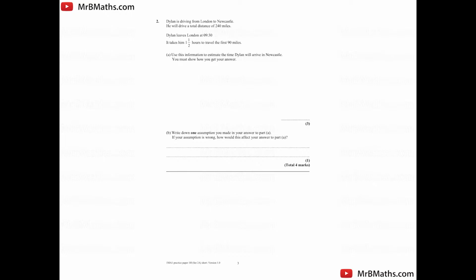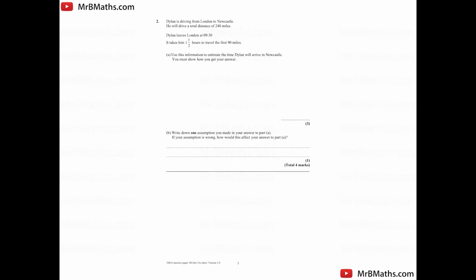Okay, so on to question 2. Dylan is driving from London to Newcastle. He will drive a total of 240 miles. He leaves London at 9:30. It takes him 1.5 hours to travel the first 90. Use this information to estimate the time it will take him to arrive in Newcastle.